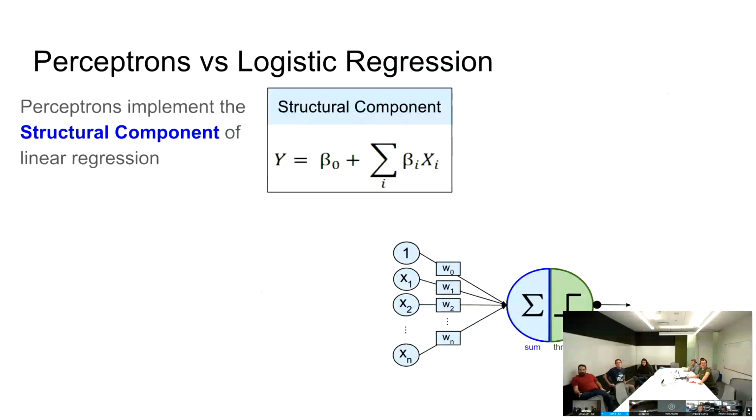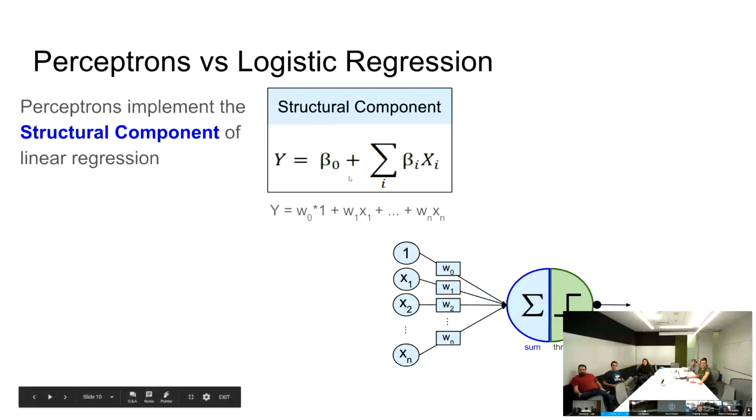Finally, we need to relate logistic regression to neural networks. So the core idea is that a neuron can be thought of as computing a sum of the electrical activity of its axons. So the entry point of a neuron computes the structural component of linear regression.